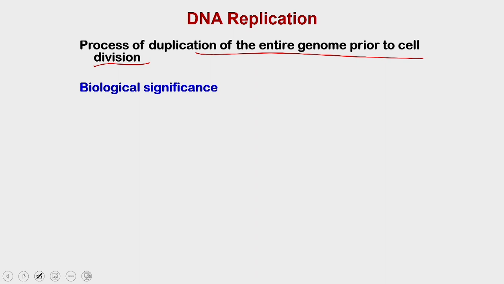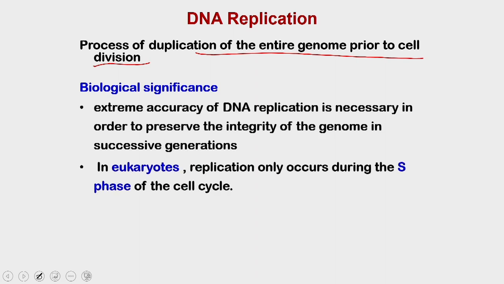Then what is the biological significance? The biological significance is that in this replication you are amplifying the genome, and one genome copy should not be different from the other genome copy. That's why DNA replication in the cell, whether it is prokaryotic or eukaryotic in origin, should be done with extreme accuracy.